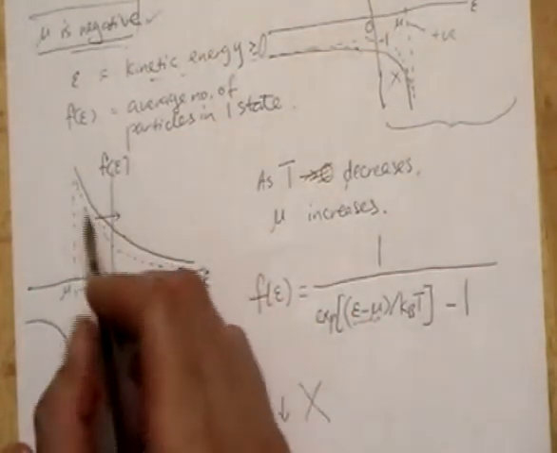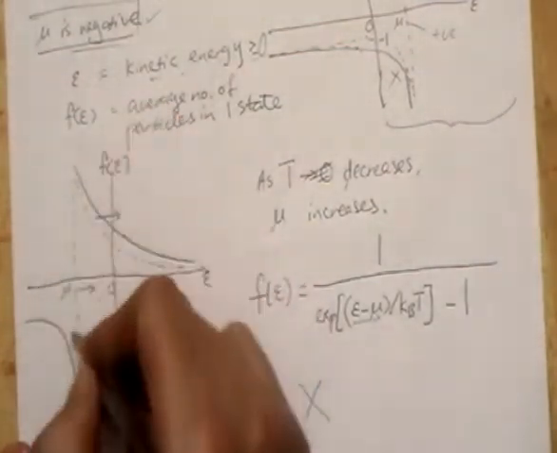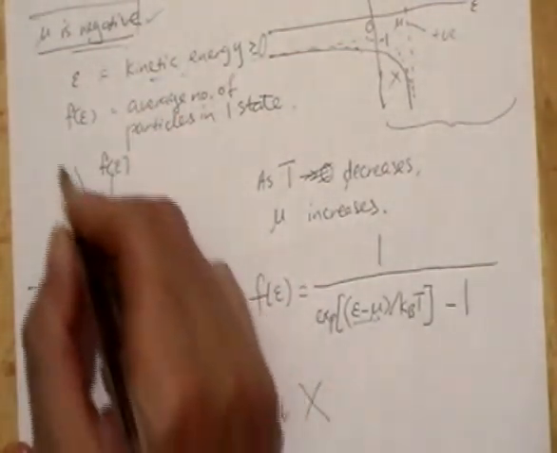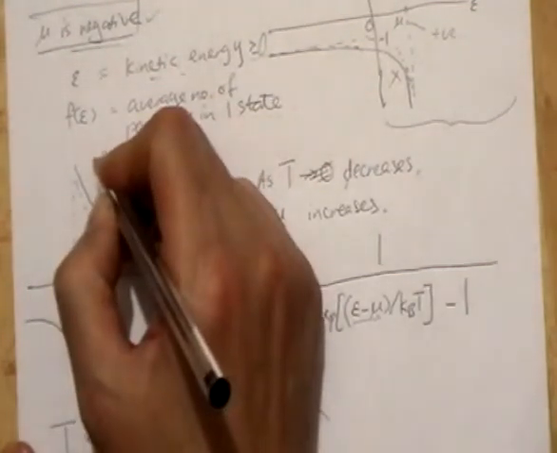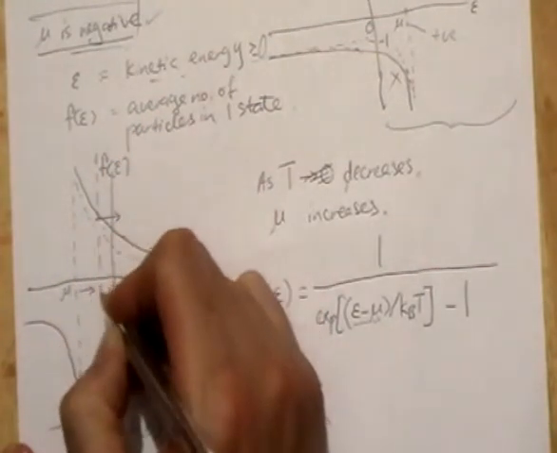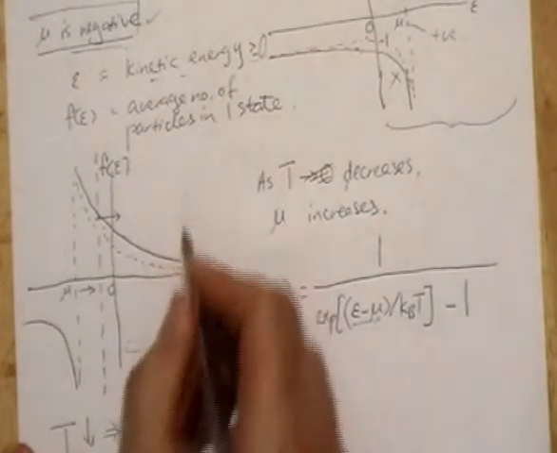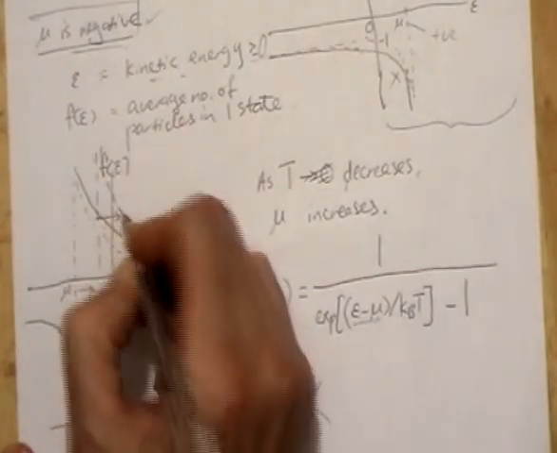So let me try and draw this over. So if mu moves to the right, this whole curve would move so that mu comes over here, for example, and this curve might come over here.